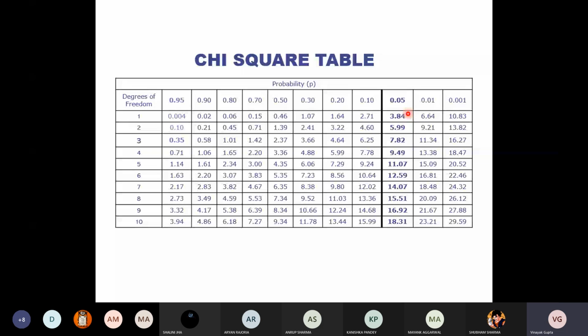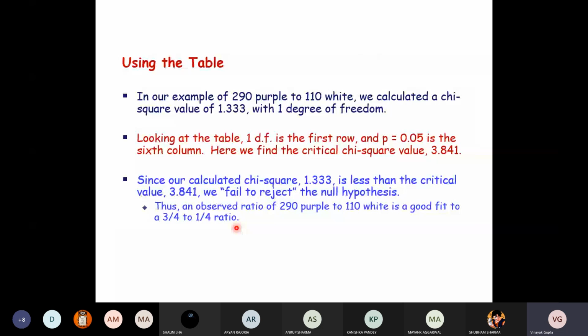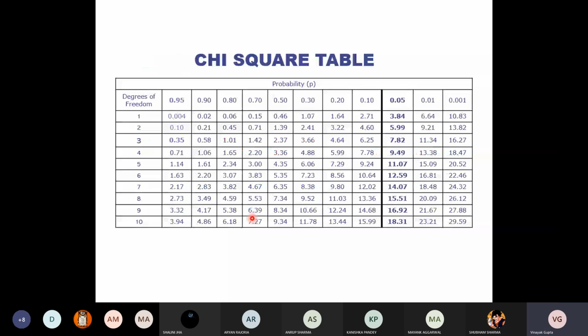Sir, how do we find the critical value from the table? Yes, so let's go one more time. Remember, the p-value is 0.05. Here multiple values are mentioned, so we have to see in the column where you have the probability value 0.05. In the problem which we just discussed, your degree of freedom is 1. Corresponding to 1 degree of freedom, what is the value under this 0.05? It is 3.84, right?